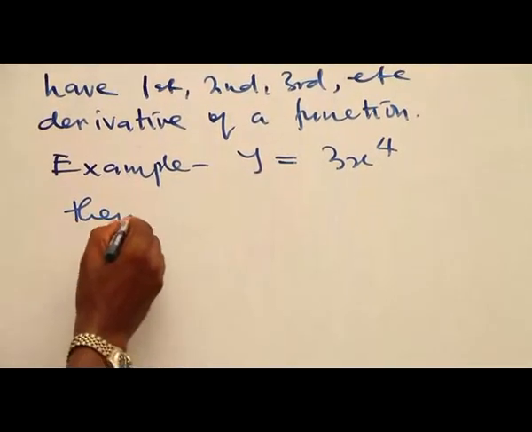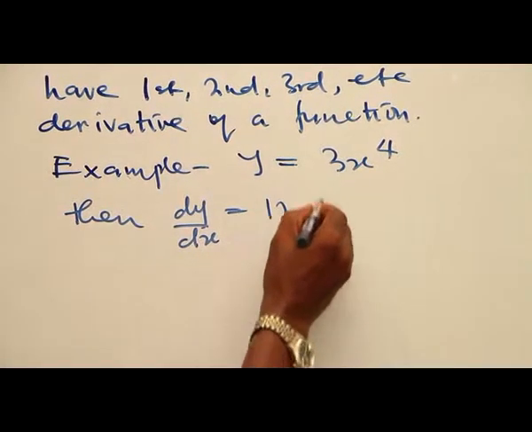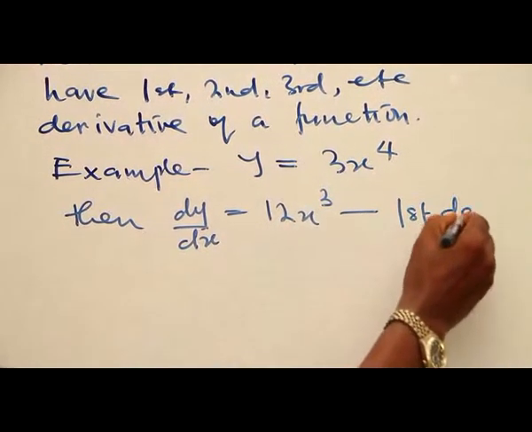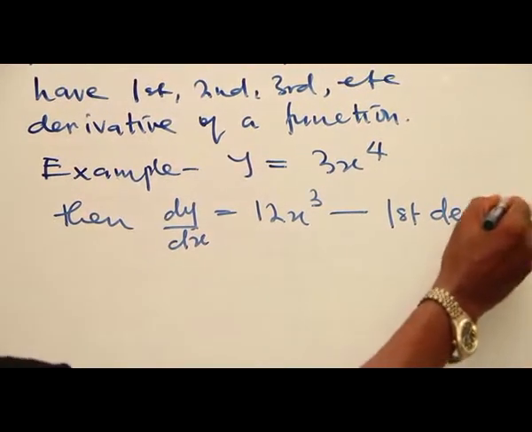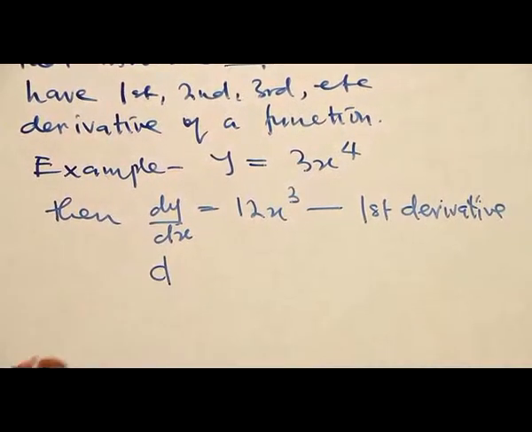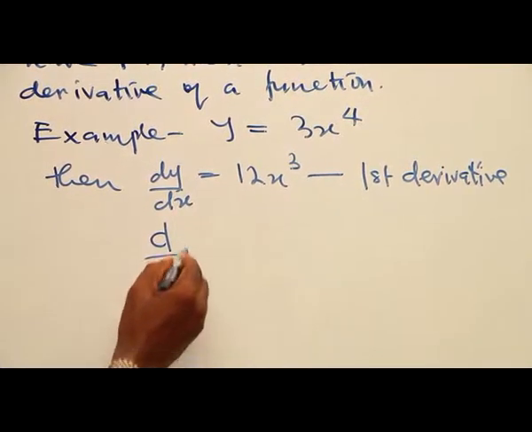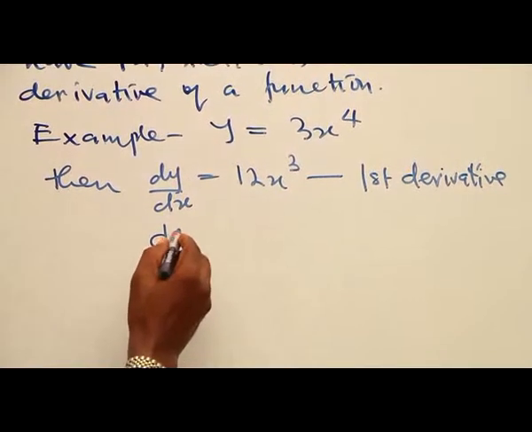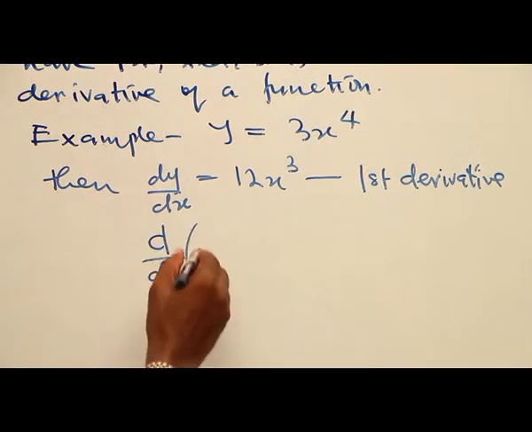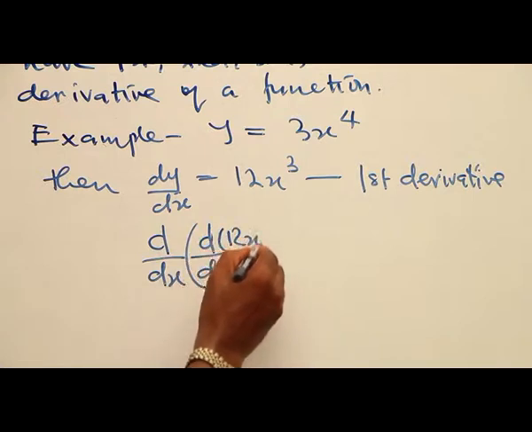Then our dy over ds is equal to 12s raised to power 3. This is your first derivative. If we differentiate again, it means that you are differentiating this function. We have d over ds of d over ds of this function 12s cubed.